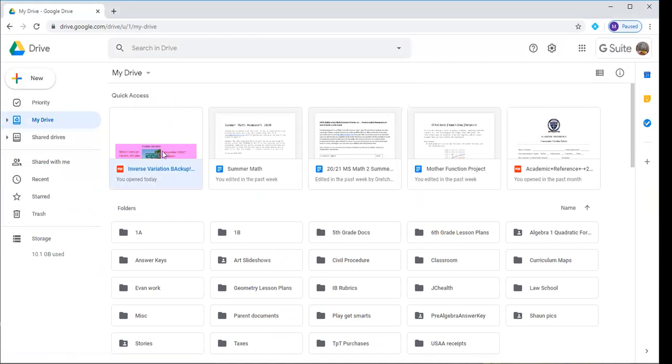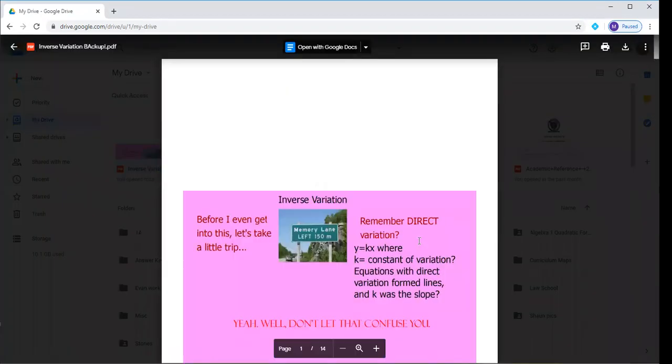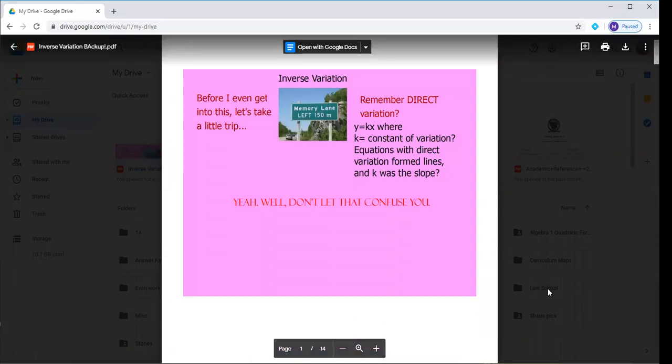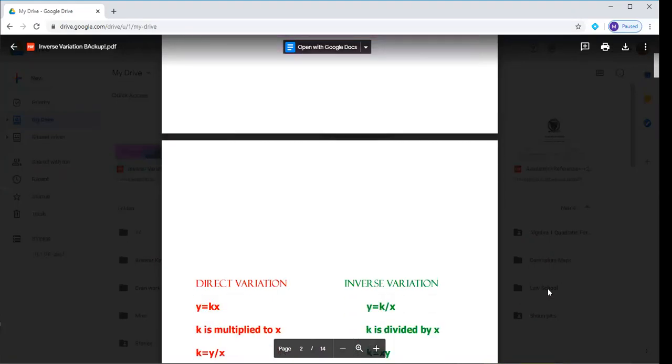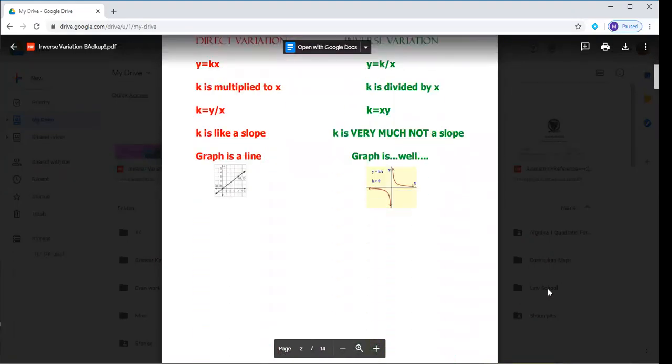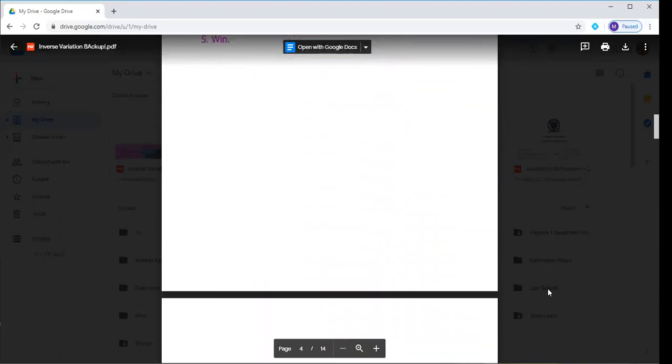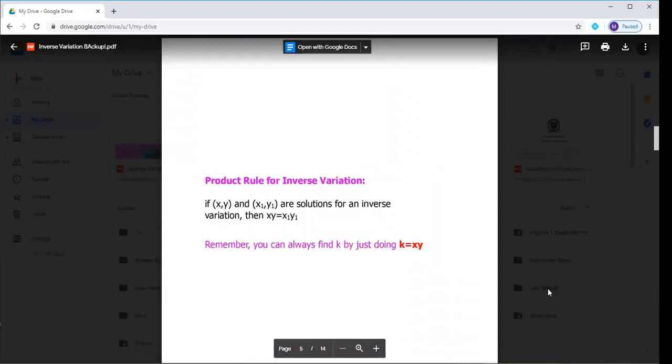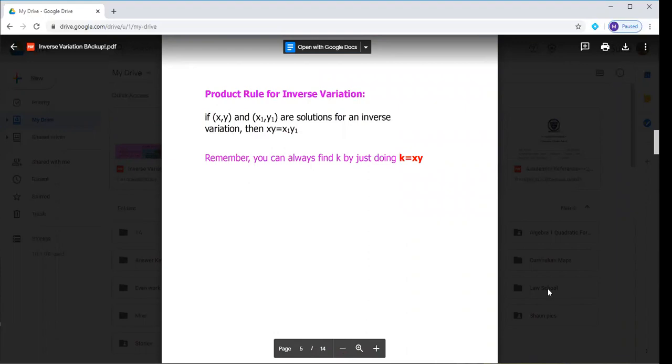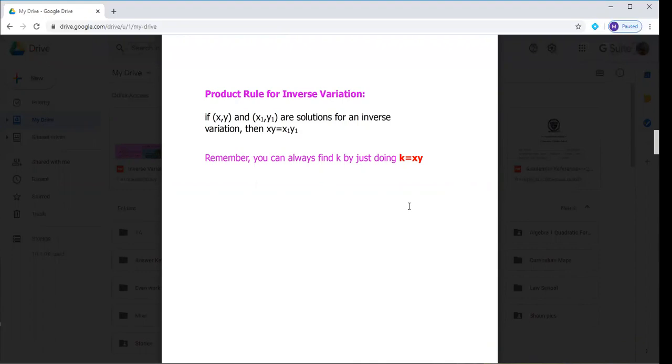Oh, if only I could edit this out. Open up. Okay. So that whole fancy rule is just telling you that if it's in the same direct variation equation, product rule for inverse variation, you can always find k by just doing k equals x times y. Okay, you'll know they're in the same equation if it's 1 and 16, 2 and 8.